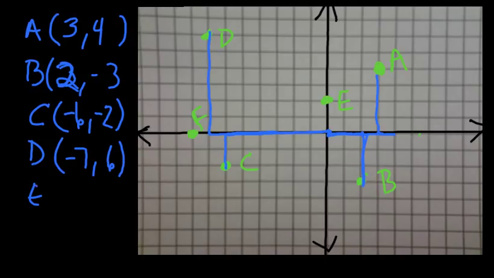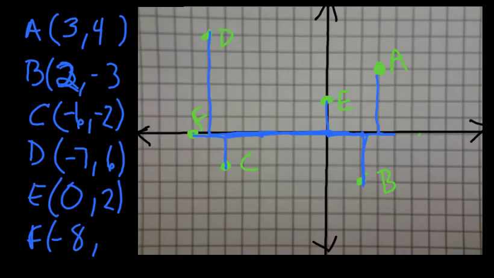Point E, we would go nowhere for the first thing, because you can't go this way or this way. You can't go this way or this way and get to E, can you? You can go 0 for the first and then just 2. So point E is (0, 2). Point F, you get to go 1, 2, 3, 4, 5, 6, 7, 8. You get to go over 8, negative. And then you don't get to go up or down. So that's (negative 8, 0). Now, I want you to notice something about these points.